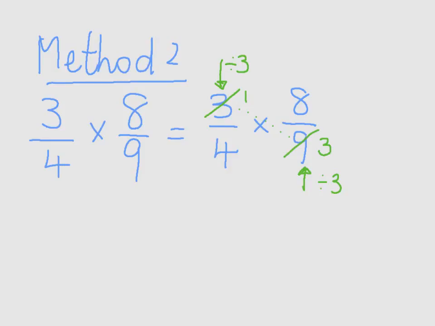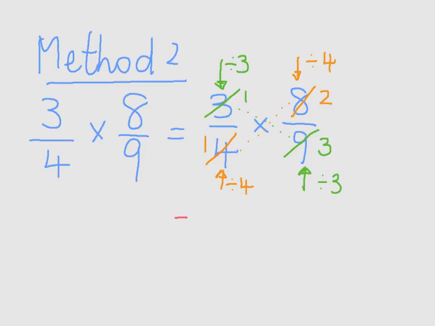Now we do the same across the other diagonal. So we've got 4 and we've got 8. Is there a common factor to 4 and 8? Yes, they can both be divided by 4. So 4 divided by 4 is 1. 8 divided by 4 is 2.